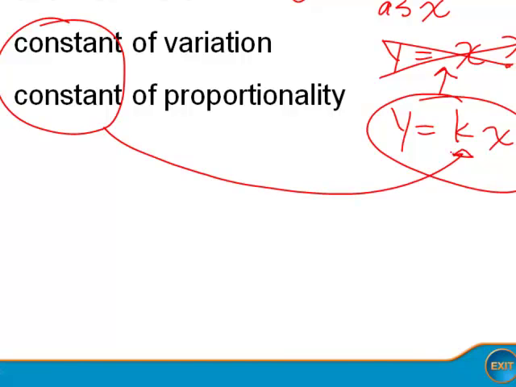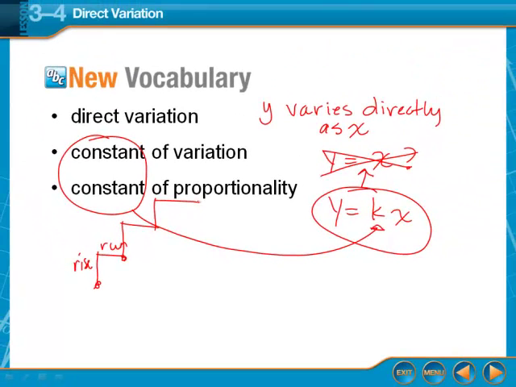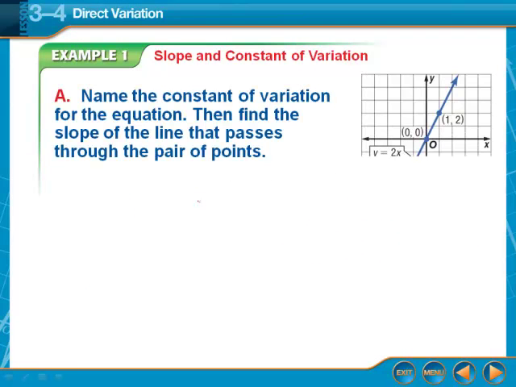Why? Because what does the slope do? It rises, it runs from point to point. And then it rises the same amount, and then it runs the same amount. It rises the same amount, and it runs the same amount. It's going to get that relationship between the x's and the y's.